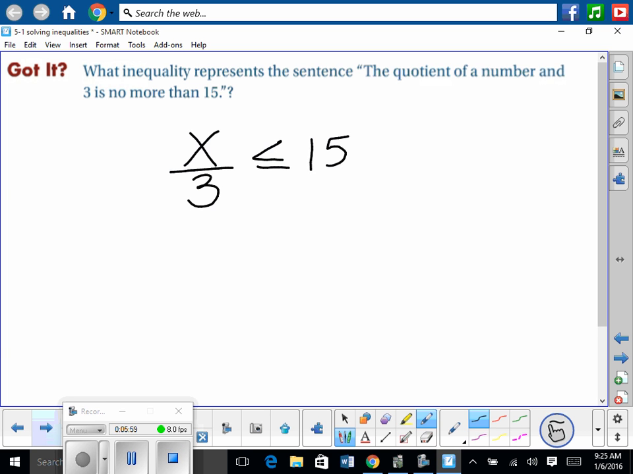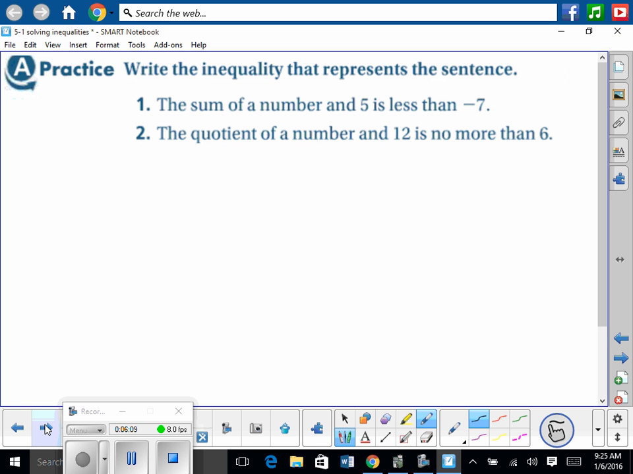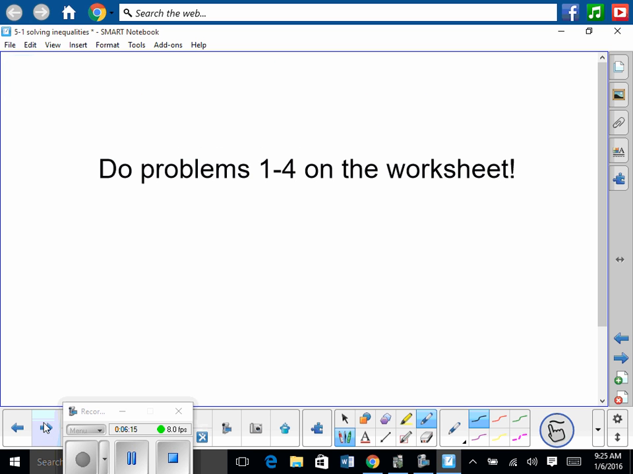Is everybody comfortable in how I set up that inequality? Now I could solve it. I'm not asking you to do that. As long as you can set up a correct inequality. Are we all comfortable so far? Do I need to do more? Or are we all okay? Do you feel like you're ready to try it on your own? Okay. Do 1 through 4. Ready, set, go.